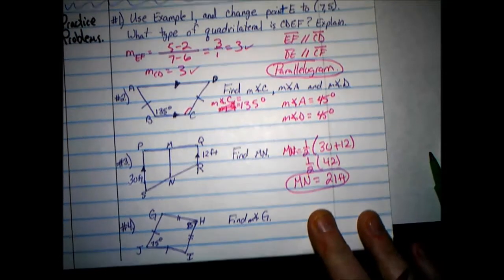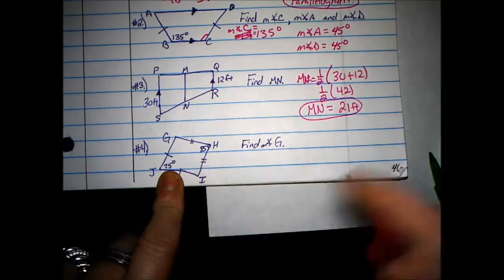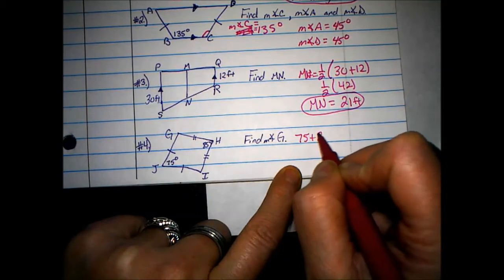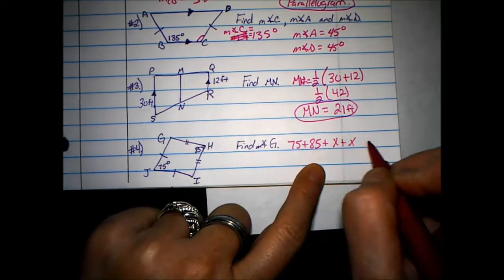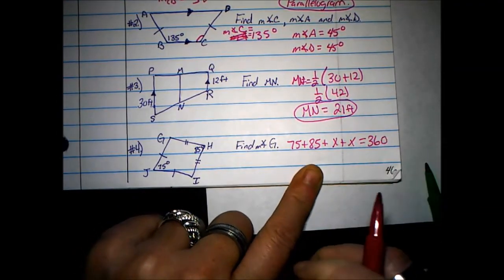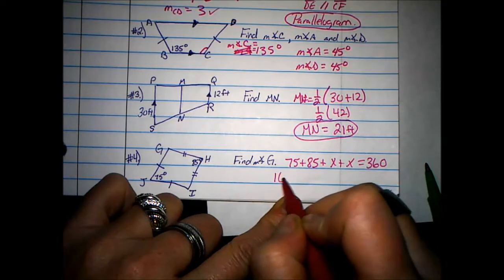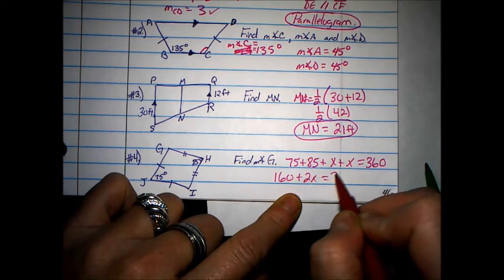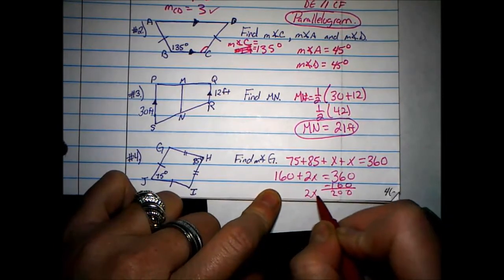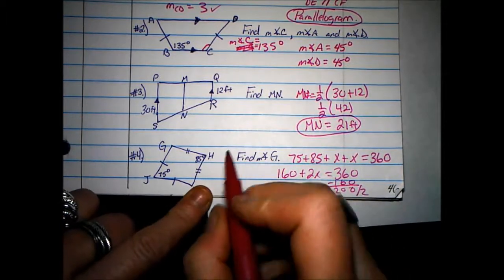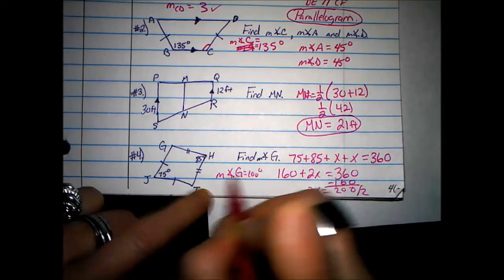On example 4, two of my angles, I have 75 and 85, so I'm going to take 75 plus 85, and then my G and I at X's has to equal 360 degrees. 75 plus 85 is 160, plus 2x is equal to 360. If I subtract 160, that gives me 200, and 2x divided by 2, that tells me that x is 100. That means measure of angle G is 100 degrees.